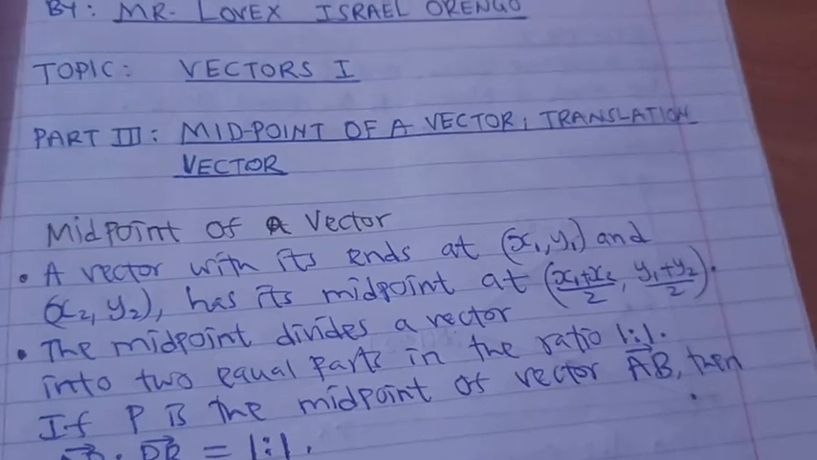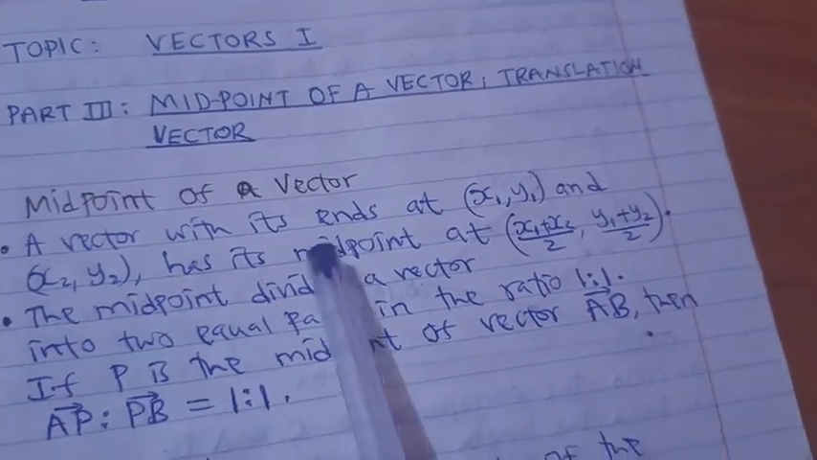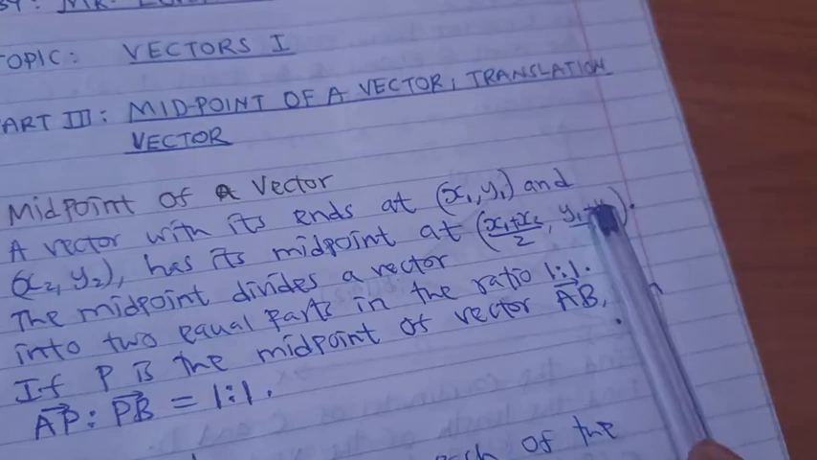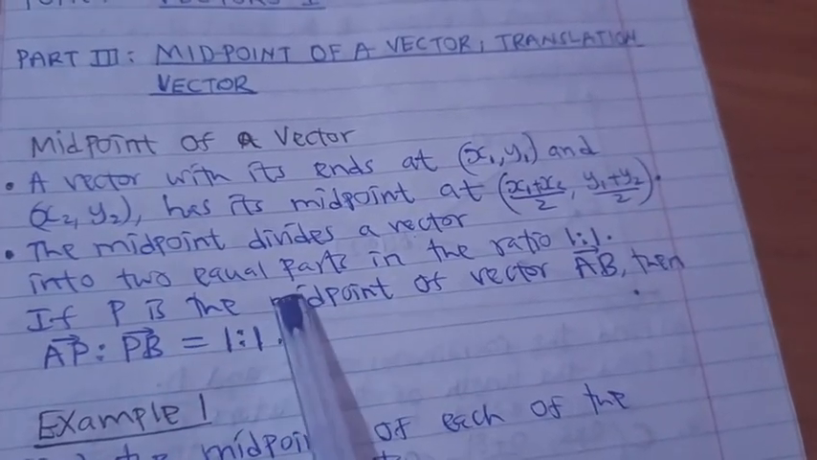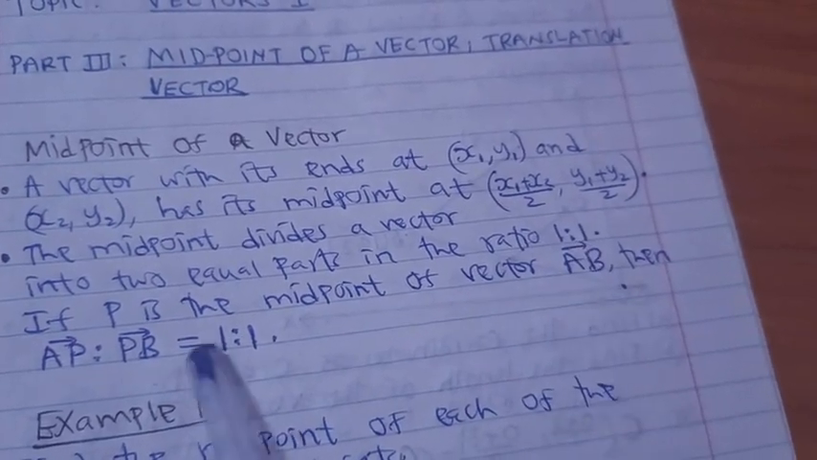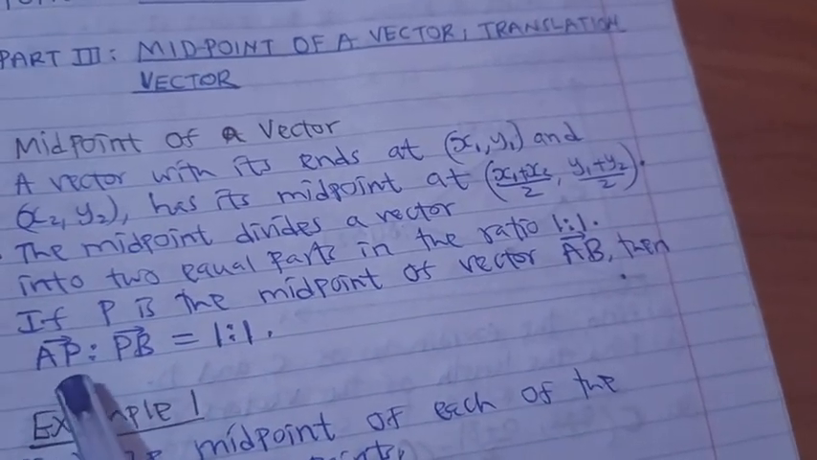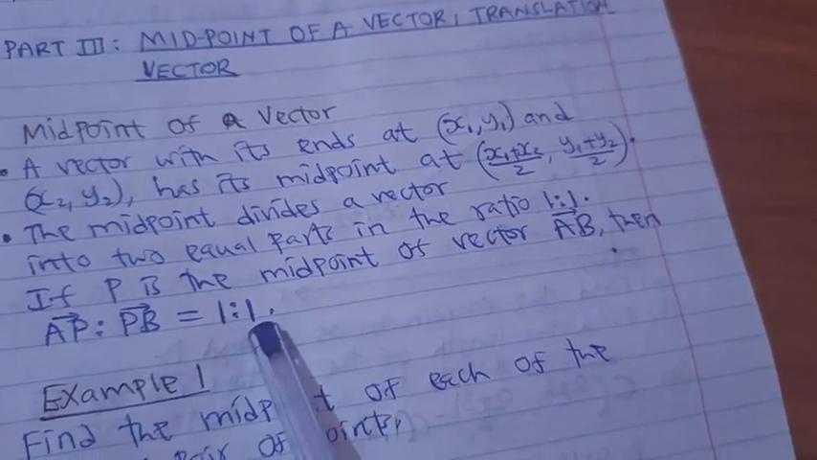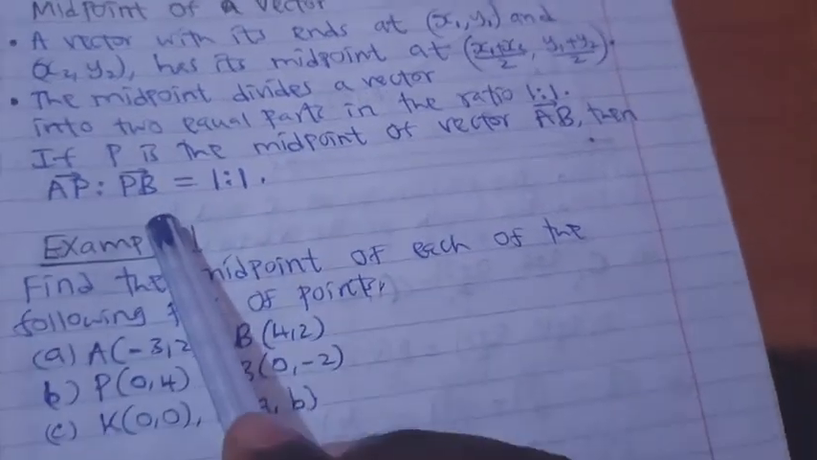Midpoint of a vector. A vector with its ends at x1, y1 and x2, y2 has its midpoint at x1 plus x2 all over 2, y1 plus y2 all over 2. The midpoint divides a vector into two equal parts in the ratio 1 to 1. Therefore, if P is the midpoint of a vector AB, then the ratio AP to PB is 1 to 1. In short, we say point P divides vector AB in the ratio 1 to 1.